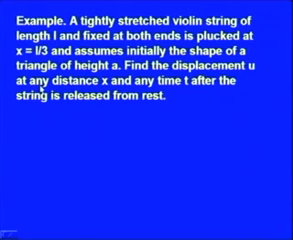We have to find the displacement function u at any distance x and at a time t after the string is released from rest. So, we are given that the initial velocity of the string is 0, delta u over delta t at t equal to 0, and we are given that u x 0 is given by the triangle of height A at x equal to L by 3.